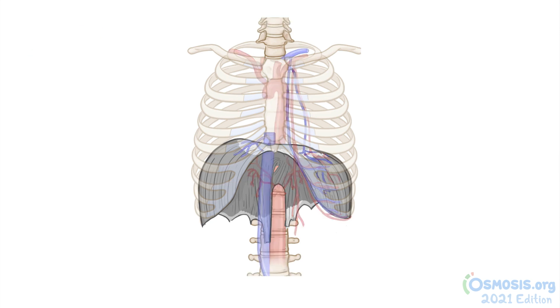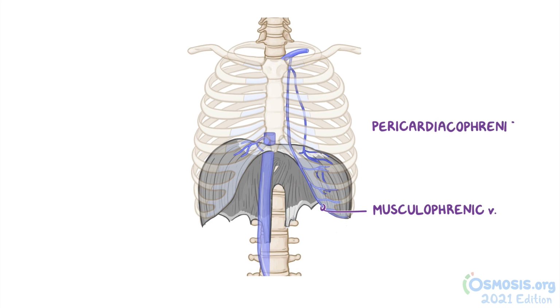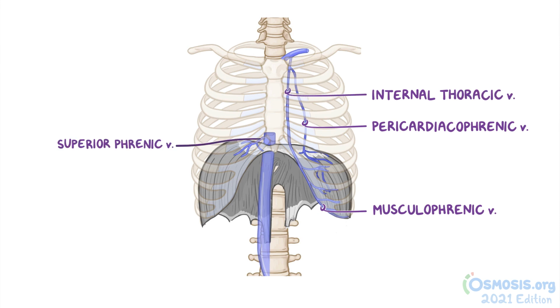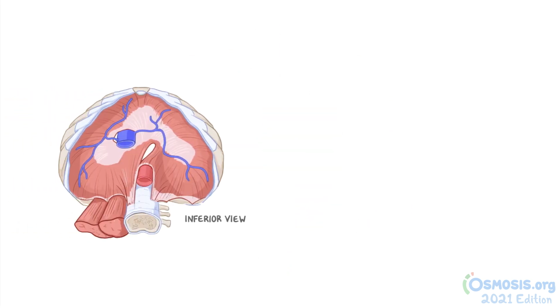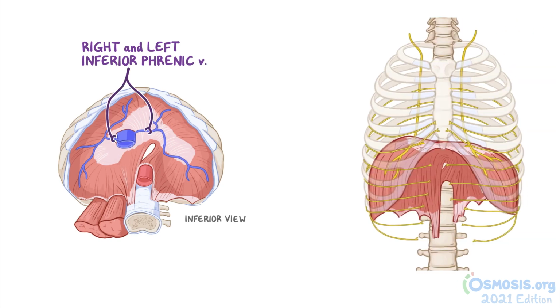Venous drainage of the superior surface is ensured by the musculophrenic and pericardiacophrenic veins, which empty into the internal thoracic veins, and the superior phrenic vein that empties into the inferior vena cava. Venous drainage of the inferior surface is ensured by the right and left inferior phrenic veins. Finally, its motor innervation is provided by the right and left phrenic nerves.